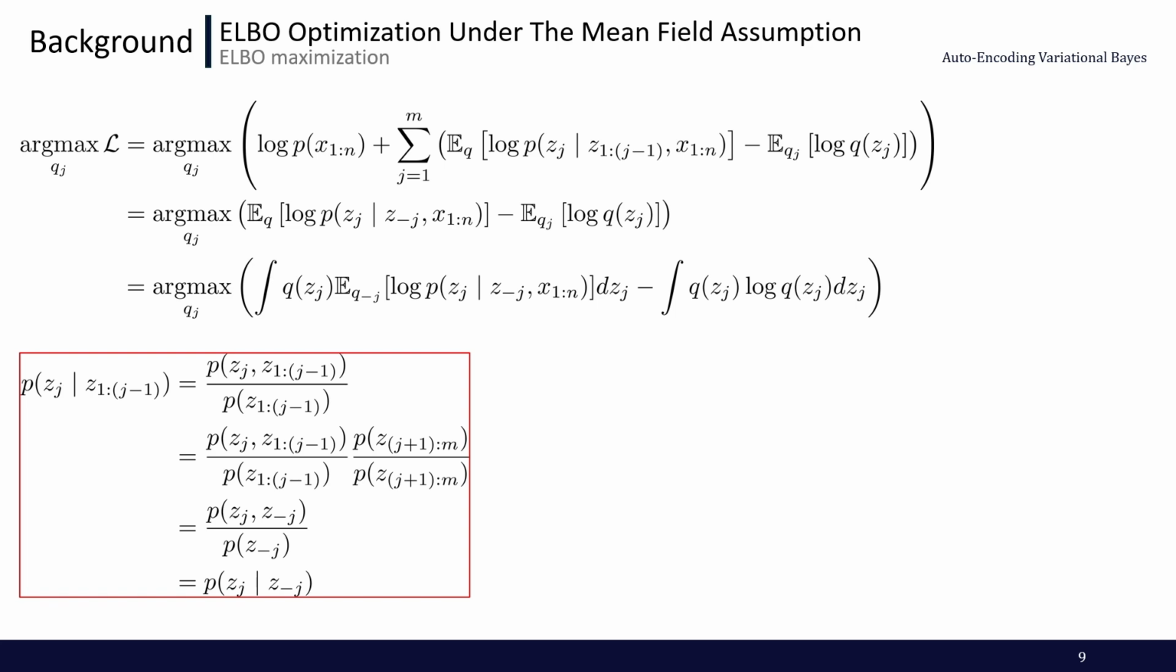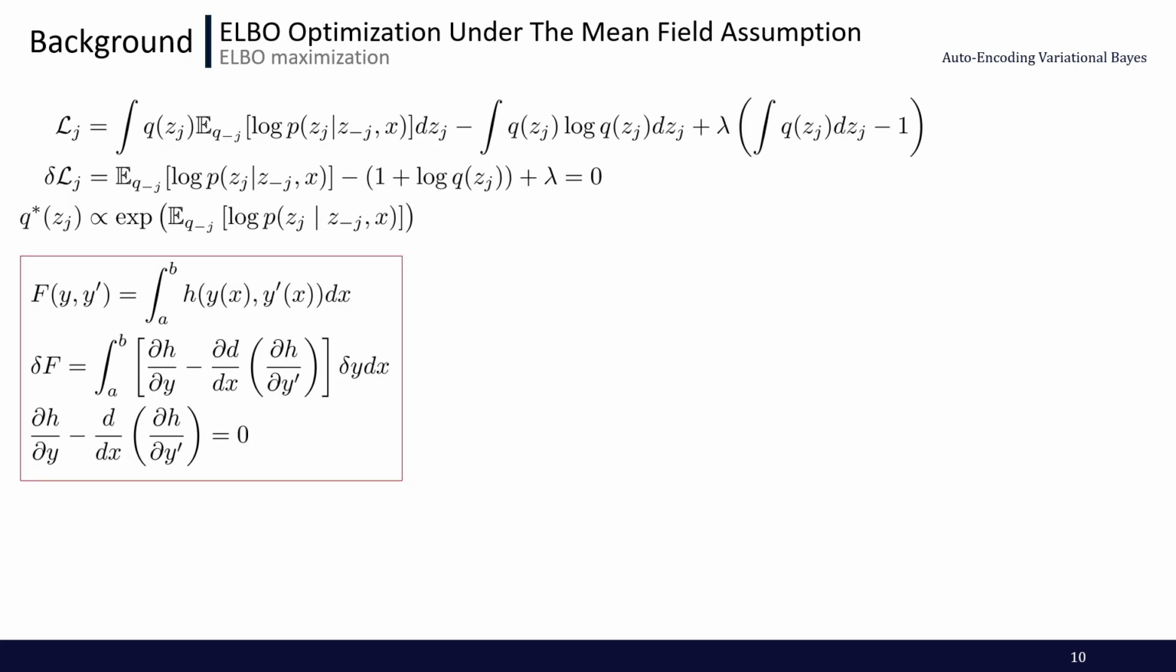The first term will be removed because it is not related to Q of Z. And I will notate everything that is not j as minus j. Then Q minus j is not related to Qj, so the sigma will be removed. And using the definition of expectation, we can rewrite the equation like this. To find the maximum ELBO, we differentiate ELBO with respect to Q of Z. We can use a Lagrange multiplier and calculus of variations.